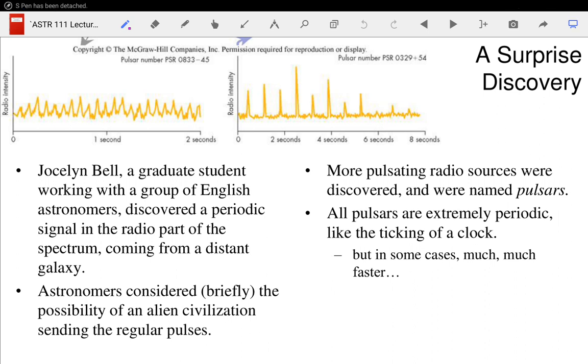Okay, so last lecture of the year, we'll just review on Friday. We hopefully will at least get to the start of galaxies.